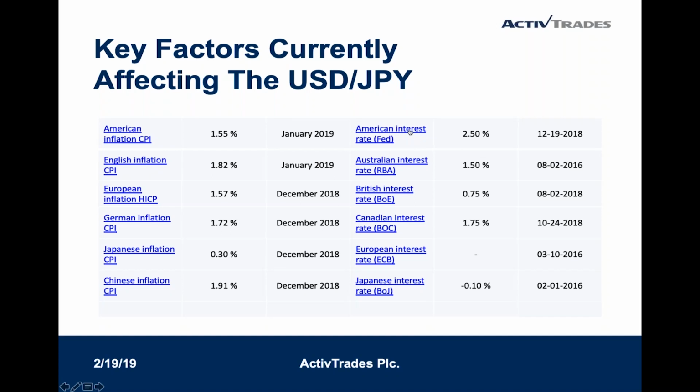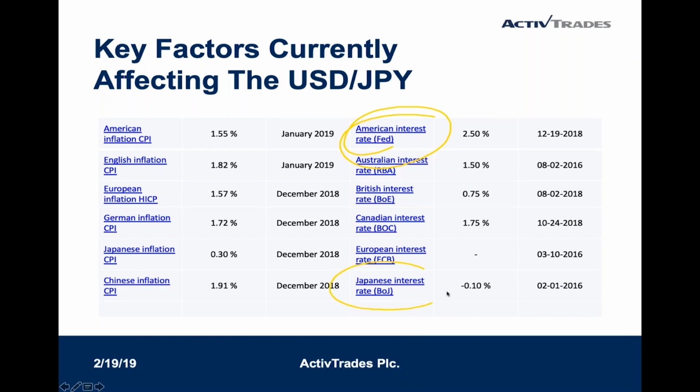On the right hand side, I'm just going to highlight them, it'll be a lot easier when I'm talking about it. So at the top, the American interest rate by the Federal Reserve is currently at 2.5%, and that last changed in December on the 19th, 2018. So just a couple of months ago, really.